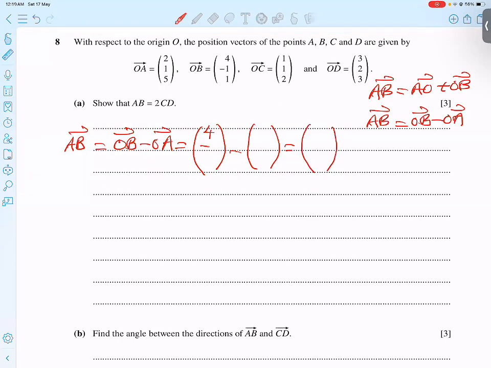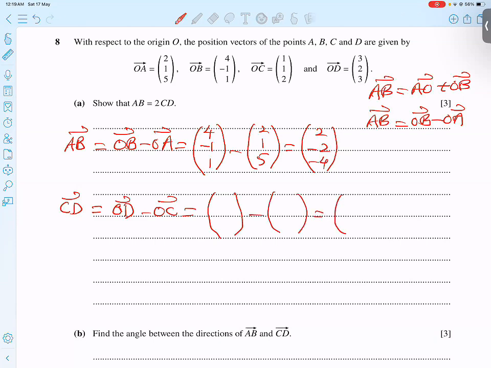OB is 4, minus 1, 1. OA is 2, 1, 5. And 4 minus 2 gives us 2, and negative 2, and negative 4. This is done. Let's talk about CD. CD, same story. Vector ending at D, I'm writing OD minus OC. Here OD, here OC, here our answer. OD is 3, 2, 3. OC is 1, 1, 2. And I got a 2, I got a 1, I got a 1.